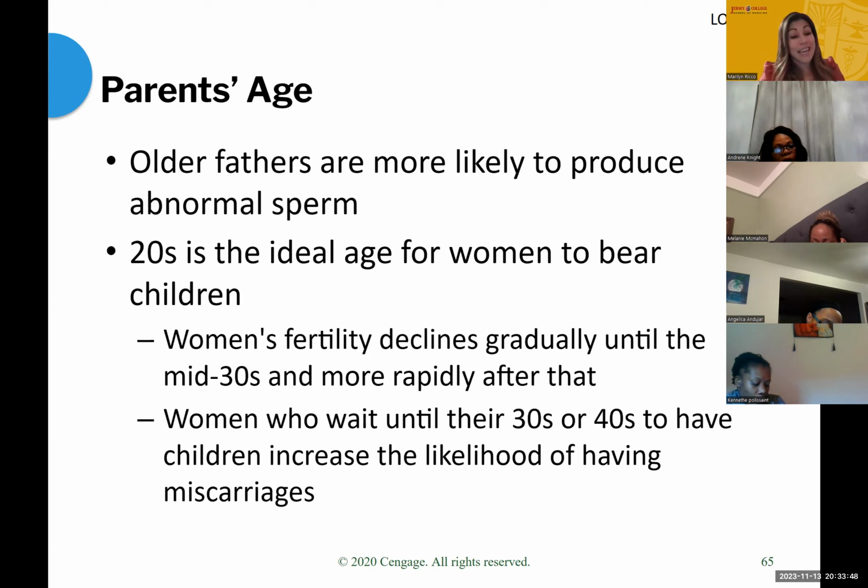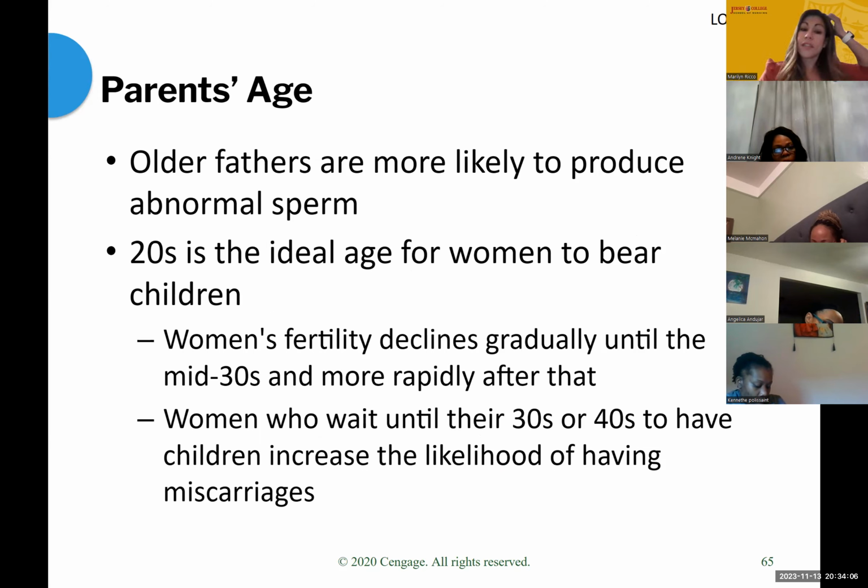And then parents' age. Older fathers are more likely to produce abnormal sperm. The 20s are the ideal age for women to bear children, so that we have what we call a peak. The 20s are the peak.